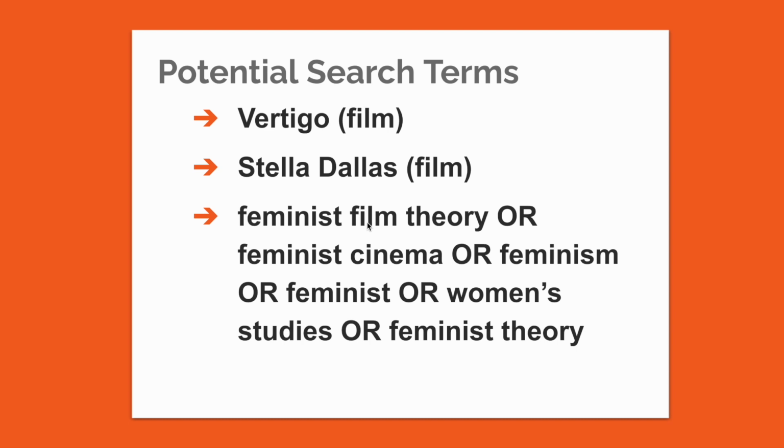In the second search box, that's where you're going to type in feminist film theory, but you're not just going to type that in. You're going to type in any variation of feminism or feminist cinema using the word or. So you're going to want to use this example or a similar example when you're typing in your search terms in these databases. Now, let's begin some searches.